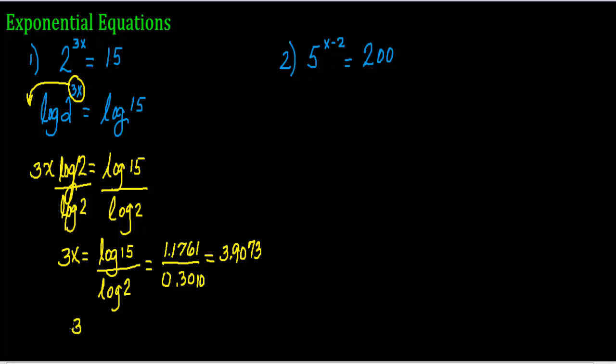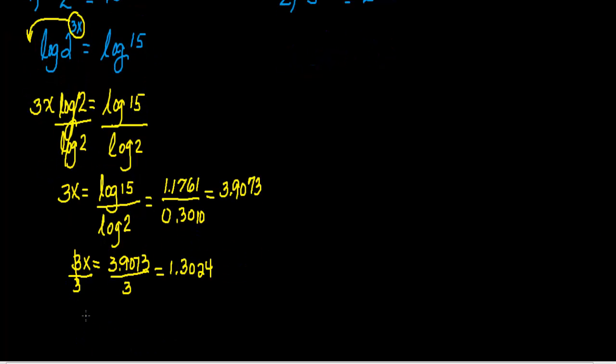That means that 3x is equal to 3.9073. To isolate x, you divide by 3 both sides, and this is what you get for x. X is equal to 1.3024, and that's your answer.